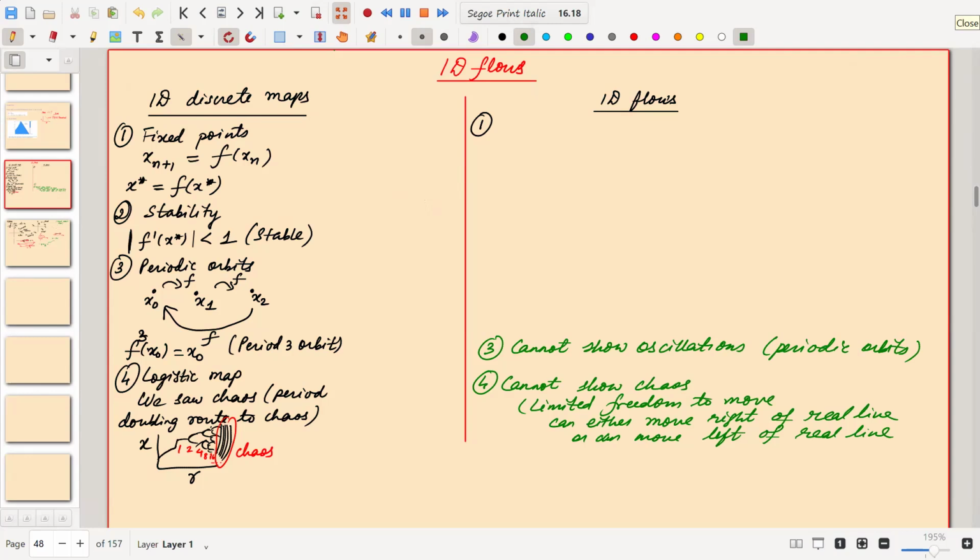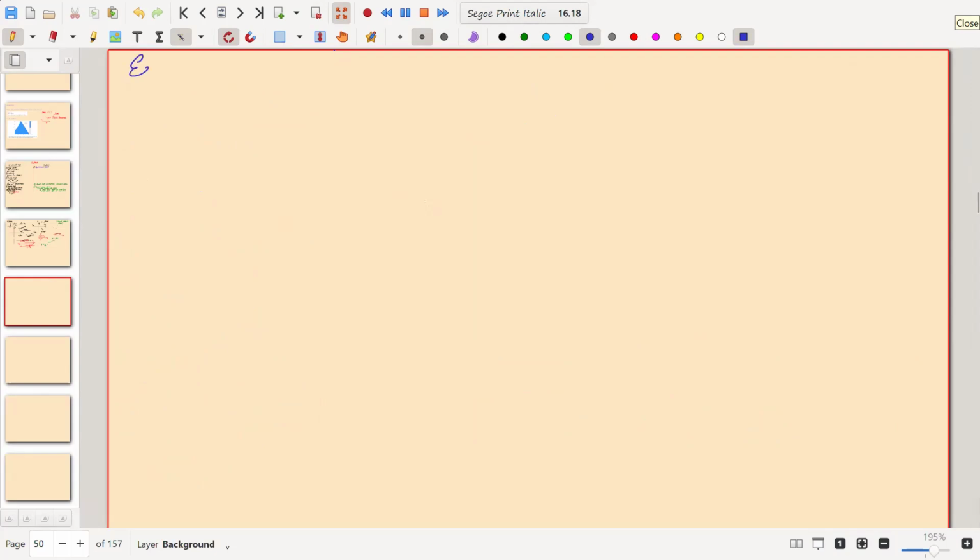It can stay at one point, right? If it cannot show chaos or periodic orbits, it can at least stay at one point fixed. That is the equivalent of a fixed point. In 1D flows, we call the fixed point by a different name, equilibrium points. So what do you mean by an equilibrium point? That's the criteria we will study now. Equilibrium point of a 1D flow.